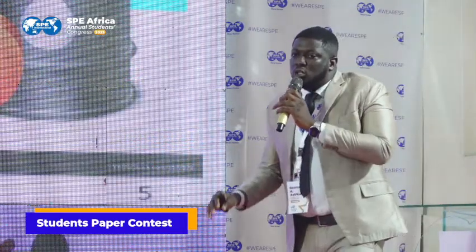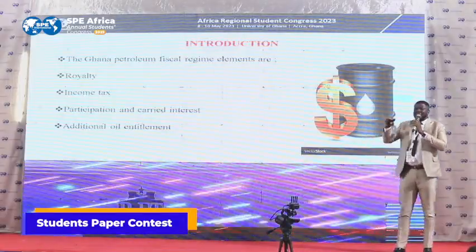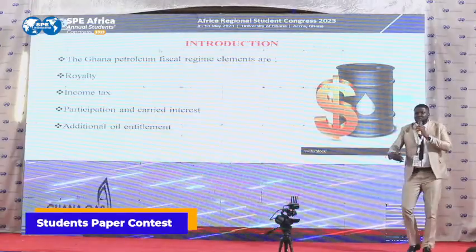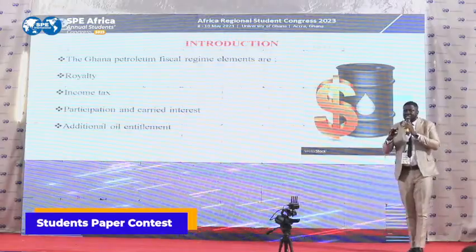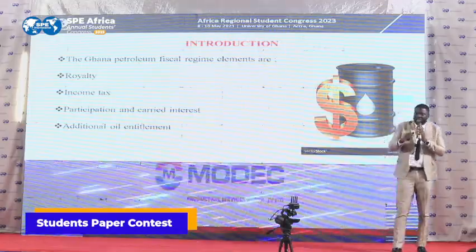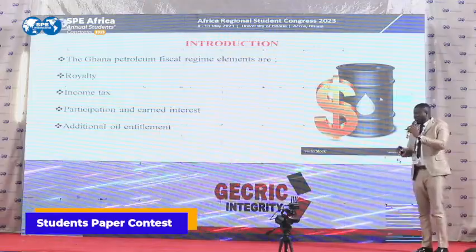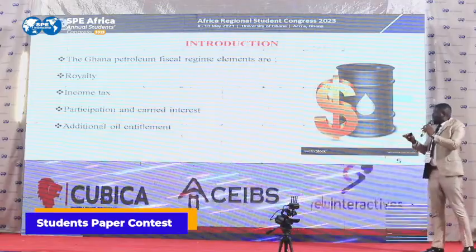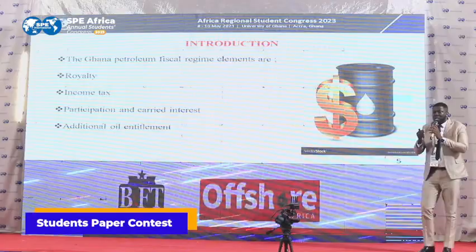All right. So if we are saying that Ghana is being cheated, you cannot get as much as you can from a petroleum project if your fiscal regime does not give you that license. So Ghana's fiscal regime is a unique one on its own. It's a hybrid. It has a mixture of both concessionary and contractor. So these are the elements that make up Ghana's fiscal regime. We have a royalty of 5%, income tax of 35%. We have participation and carried interest, then additional oil entitlement, which is tied to the ROR.